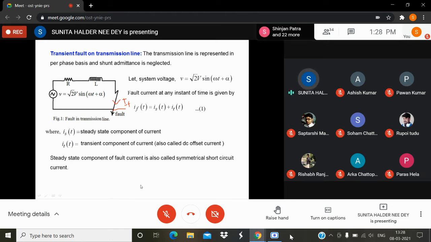So steady state short circuit current is also called symmetrical short circuit current, because at steady state it is nothing but a simple RL circuit. So current will be purely sinusoidal. So it is a symmetrical short circuit current. There will be no asymmetrical component.